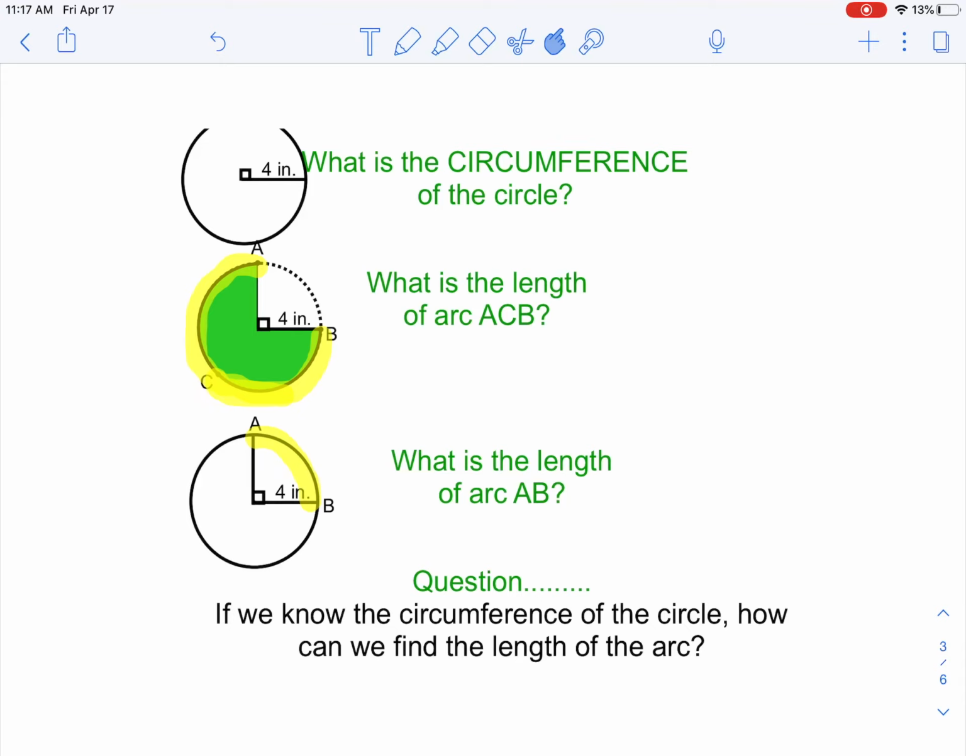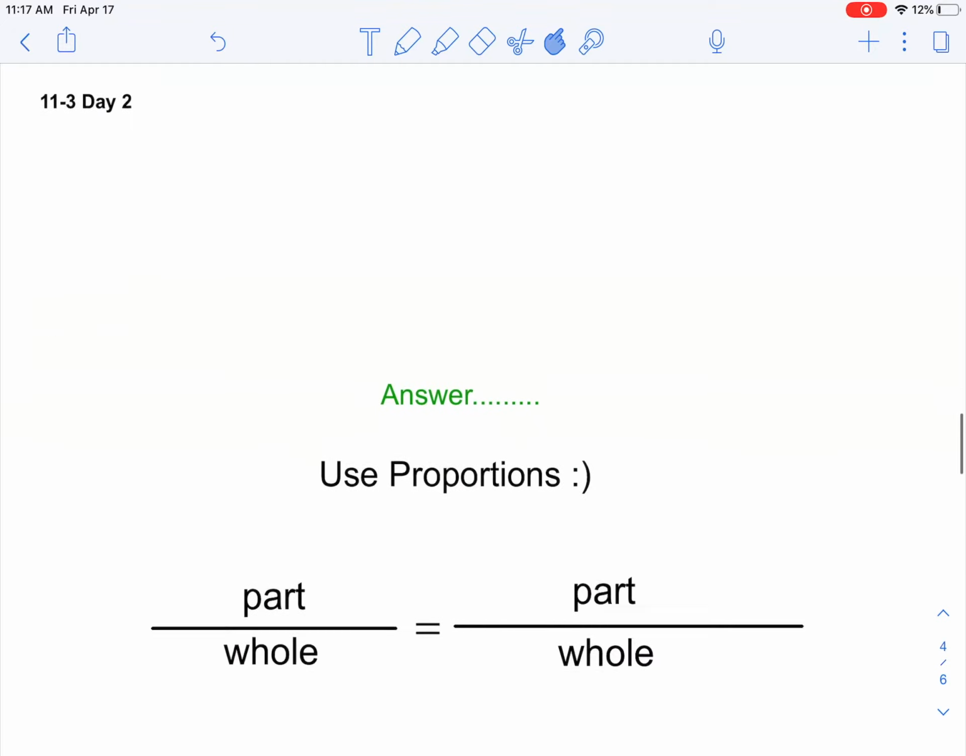So some questions we'll be focusing on. What is the circumference of the circle? What is the length of arc ACB? What is the length of arc AB? So if we know the circumference of the circle, how can we find the length of the arc?